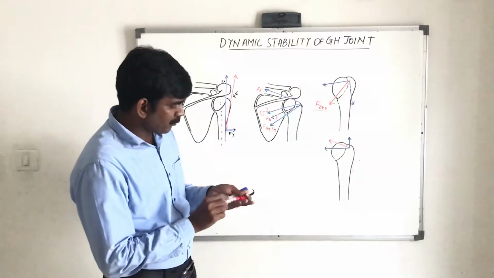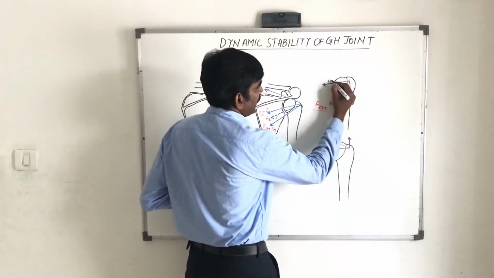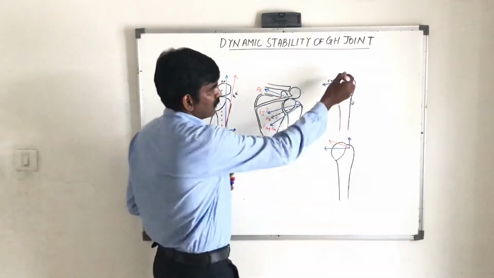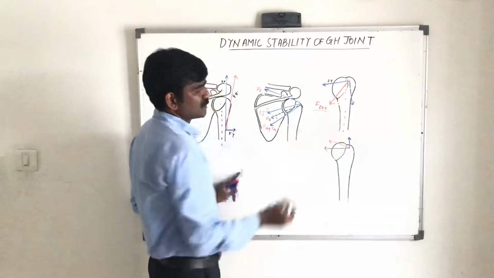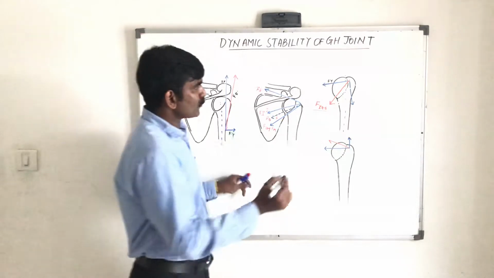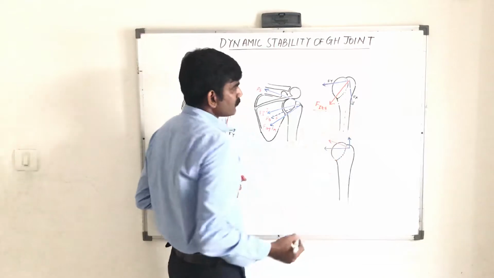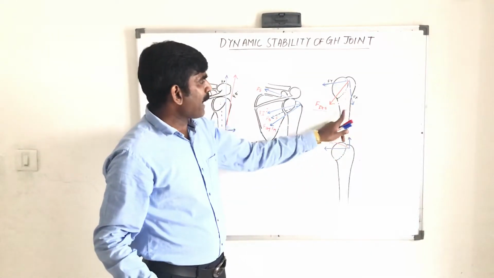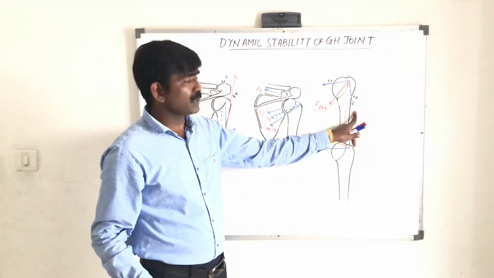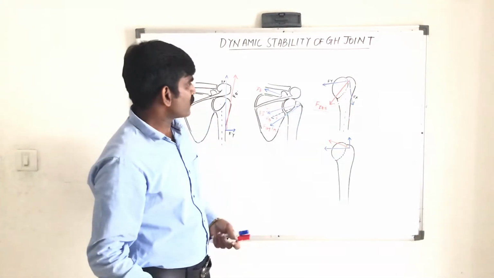So here in this example, this one is Fy. Clear? What is Fy? Fy is perpendicular to the long axis of the humerus, which creates a rotatory force. And the other component is Fx. This component is parallel to the long axis of the humerus, so this will translate the humerus. But now this translation is in the opposite direction, that is, inferior translation.